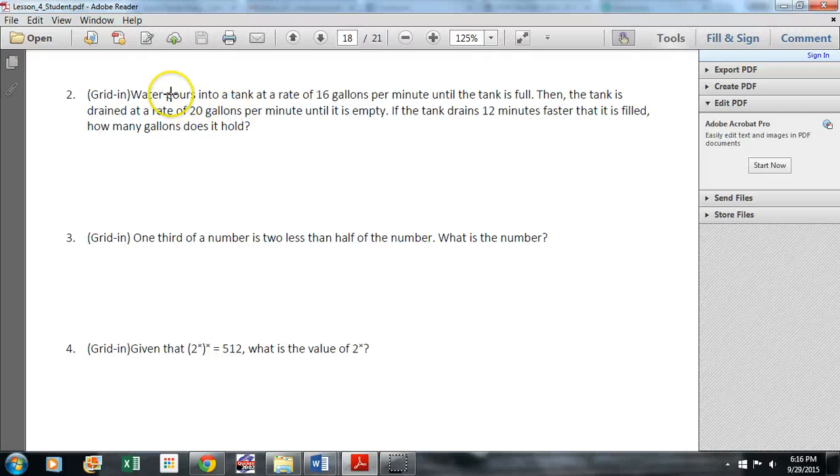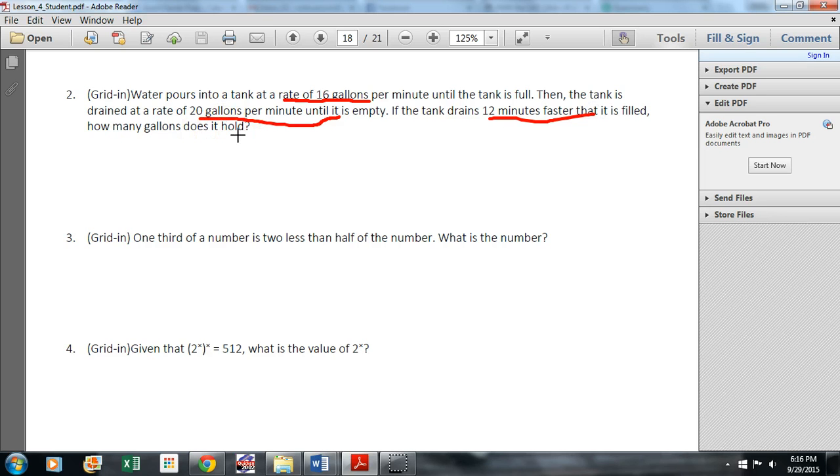So the first one you had in question is this one here, number 2, page 418. It says water pours into a tank at a rate of 16 gallons per minute until the tank is full. Then the tank is drained at a rate of 20 gallons per minute until it is empty. The tank drains 12 minutes faster than it is filled. How many gallons does it hold?